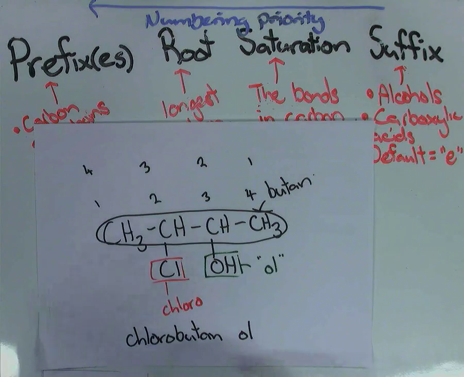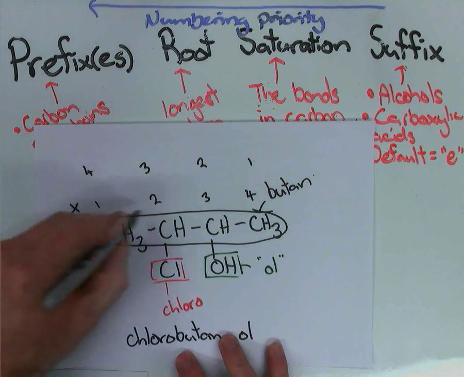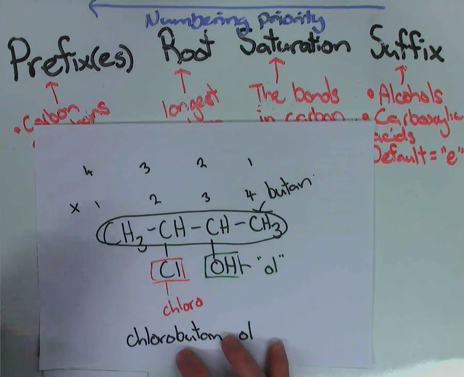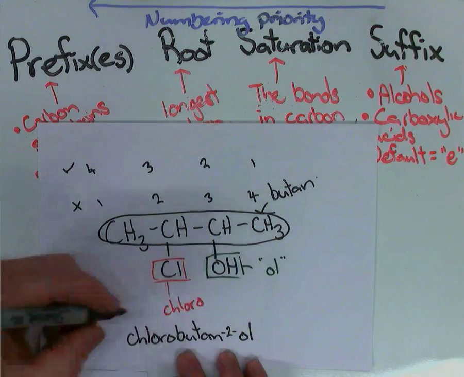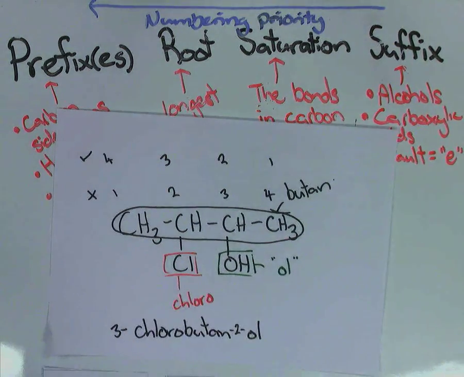Which means, using the bottom system of left to right, the alcohol is at number 3. I can do much better by making it number 2, which means I actually number that direction. The alcohol is at number 2, the chlorine's at number 3, and that would be the name for that molecule.